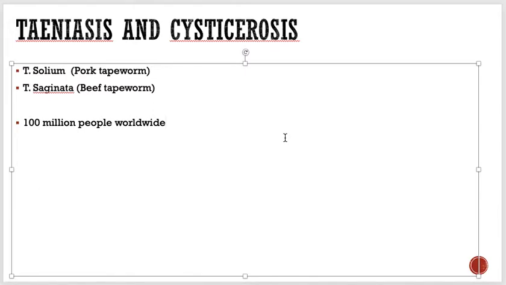Most of these infections occur in developing countries like South America, Africa, Southeast Asia, China, as well as India. And why do we have this condition? Because they eat raw or undercooked meat, which causes the transmission of this tapeworm from pigs to humans, simply.